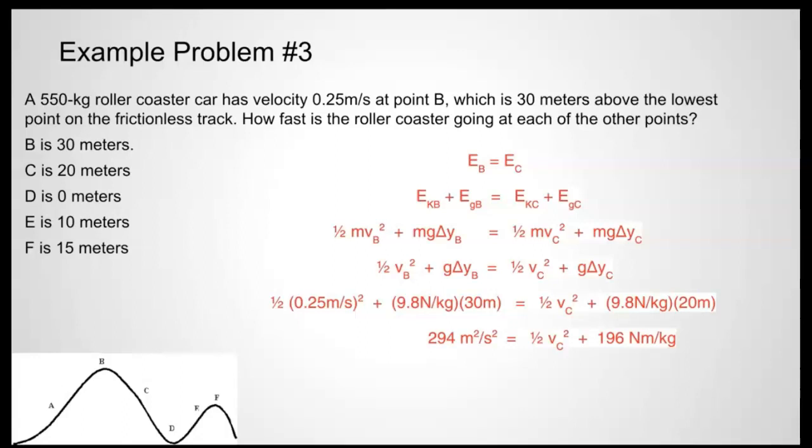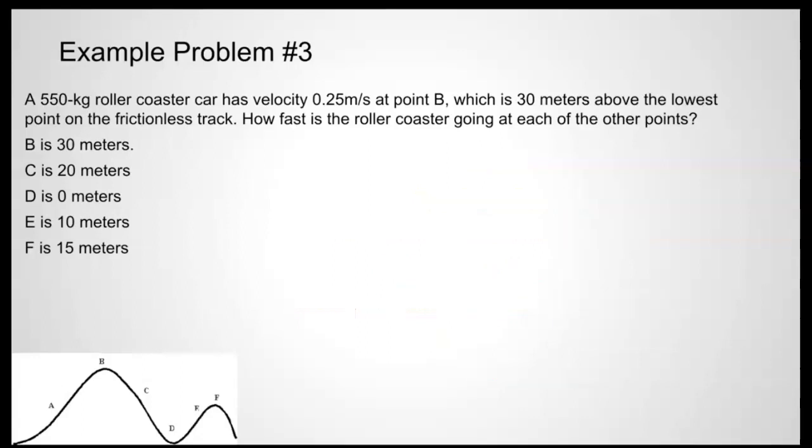In fact, you should be checking my math to see whether I did that, because that's an easy mistake to make. I found that at point C, the roller coaster is up to 14 meters per second, which is pretty fast. So that's how I found how fast it's going at point C. They gave us point B. How am I going to find out how fast it's going at point D and E and F? It's the exact same process.